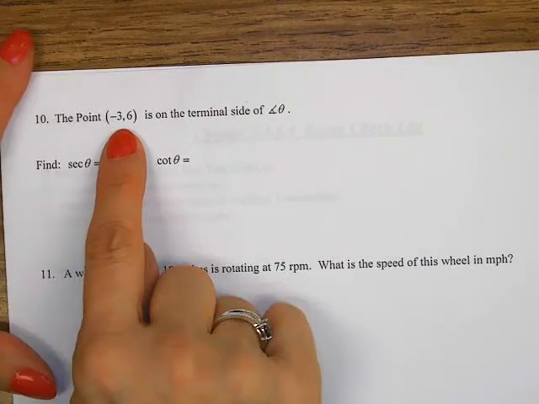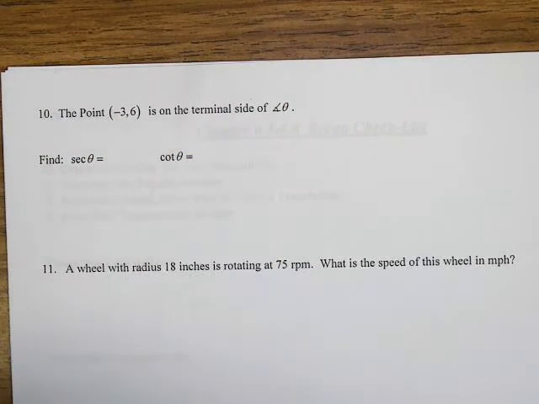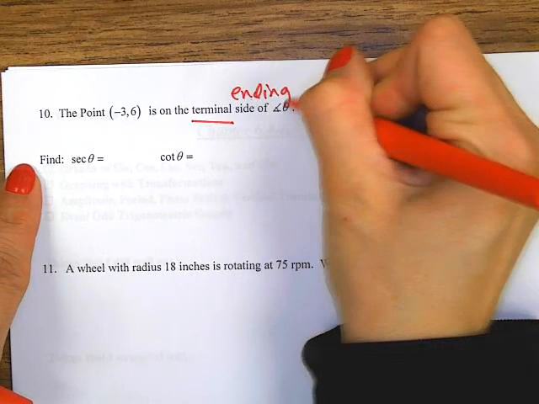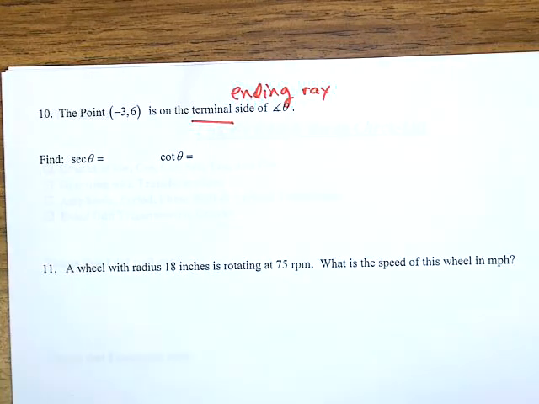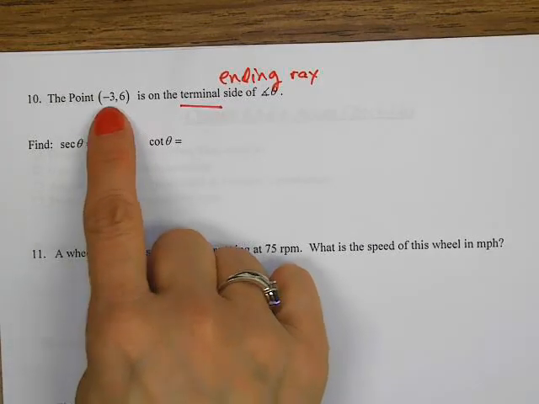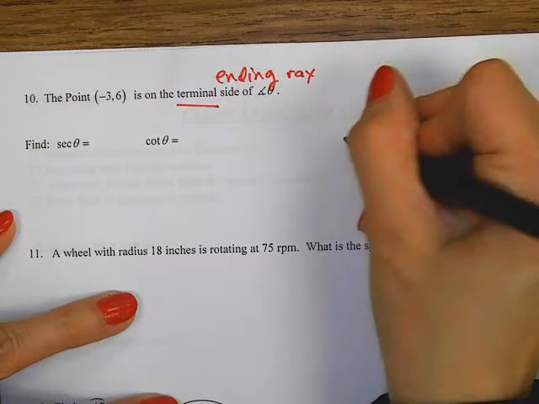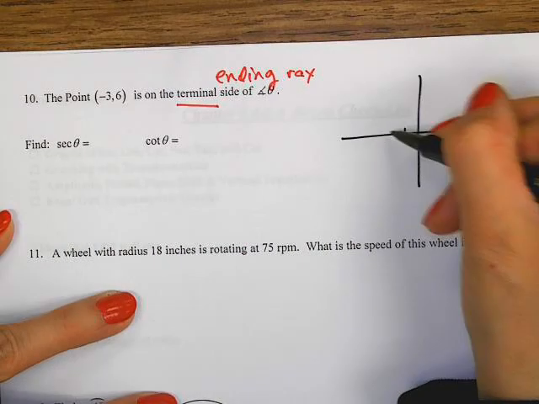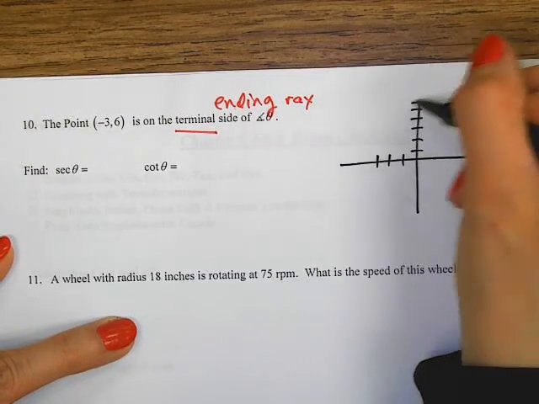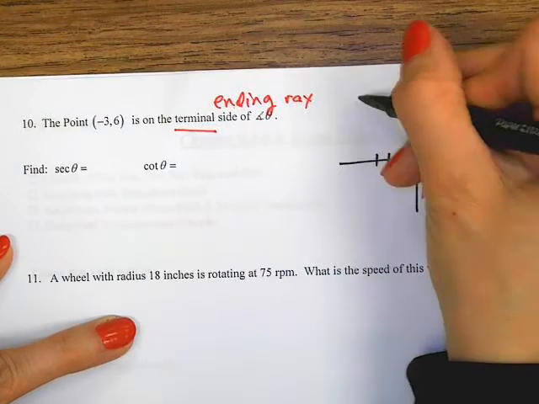Here's a point on the terminal side. Terminal means on the ending ray. So I'm going to have to draw a picture in the correct quadrant, and I've got the point (-3, 6). So we should probably be very familiar with where this is. Negative 1, 2, 3. 1, 2, 3, 4, 5, 6. Here's the point, and that's on the ending ray.